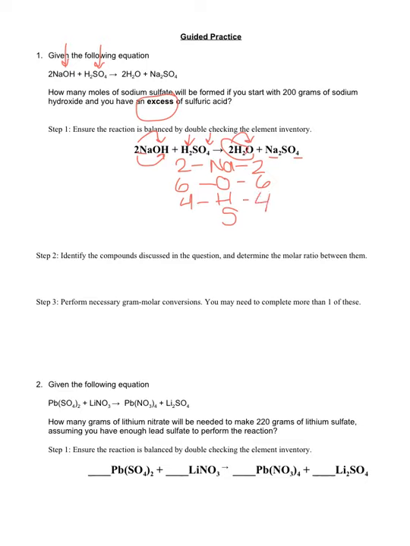So far everything is balanced, but let's look at our final element. S is by itself, 1, and S is by itself here, another 1. So step 1 is complete. We have a balanced equation.